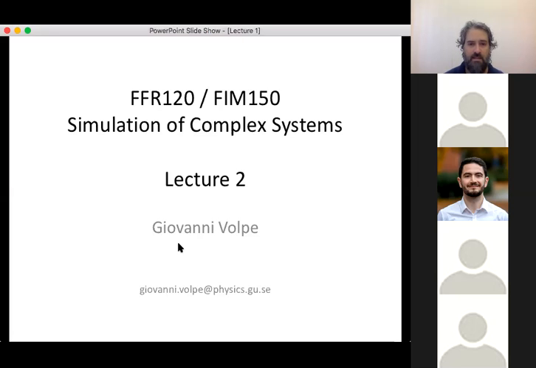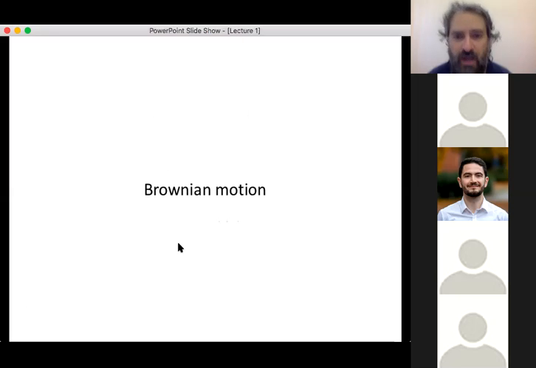Okay, so let's start. Brownian motion. I guess all of you know what Brownian motion is. It is the motion of microscopic particles, for example in a liquid, due to the fact that there are molecules in the liquid bombarding these particles and pushing them around. So this is a fundamental concept both in physics and in mathematics.